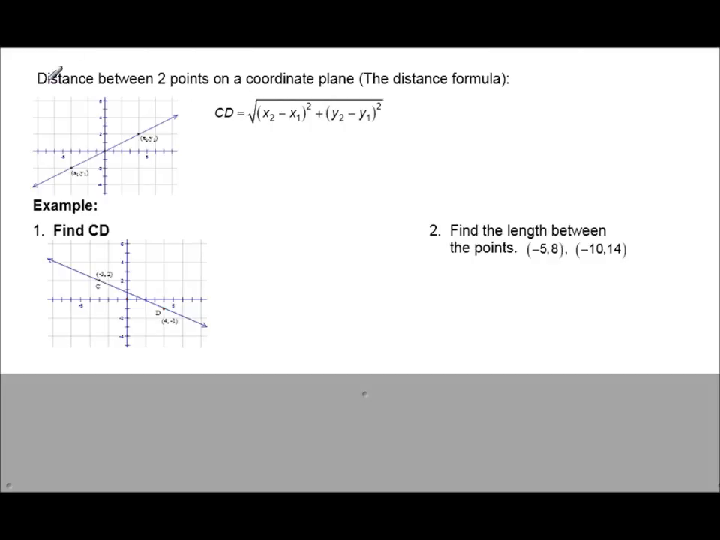Alright, and finally we're going to talk about distance, and another word that you're going to see used exactly the same thing as distance is length. So if you're asked to find the length or the distance between 2 points on a coordinate plane, then you're using what's going to be called the distance formula.